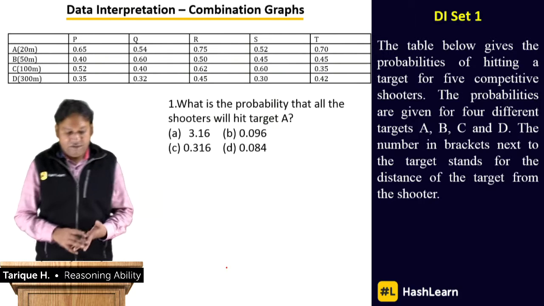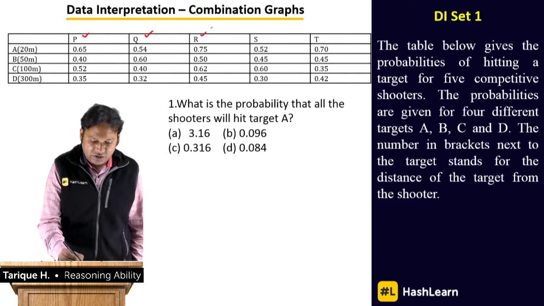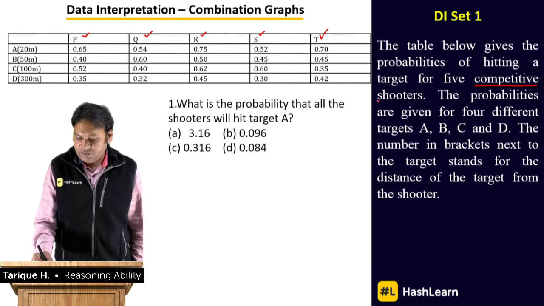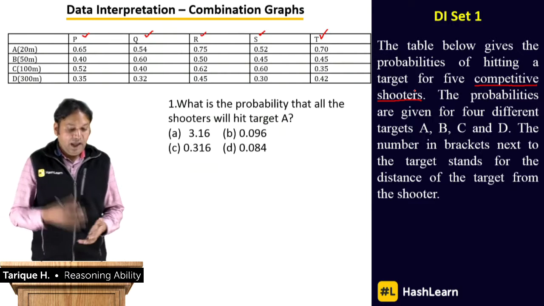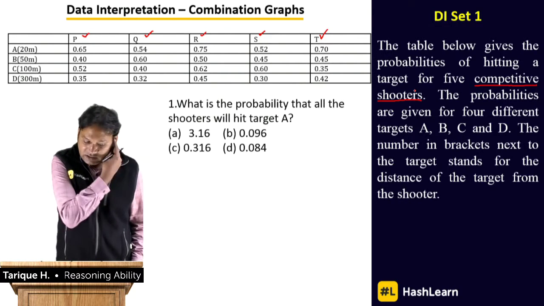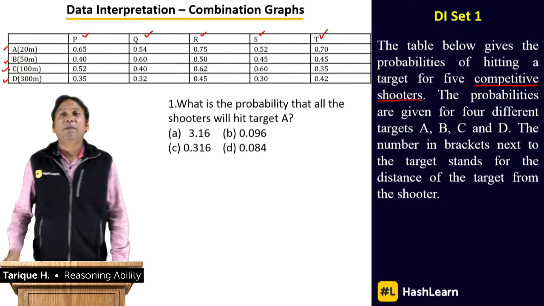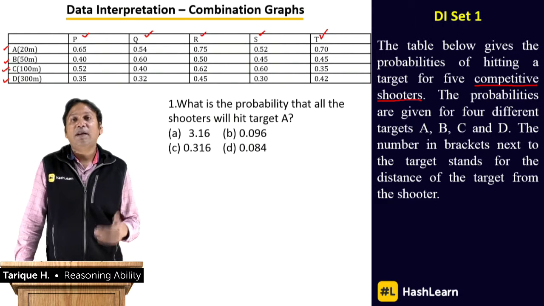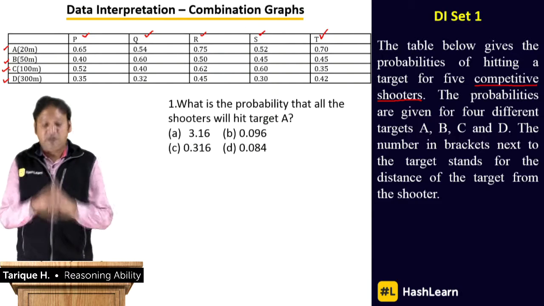Let's understand this question. There are 5 shooters here, the names of the shooters being P, Q, R, S and T. So these are your 5 competitive shooters. In any kind of game, Olympics or Asian Games or Commonwealth Games, there are some shooters participating in different types of shooting events. Here A is a 20-meter event, B is a 50-meter event, C is a 100-meter event and D is a 300-meter event. And for each person P, Q, R, S and T, what are the probabilities of hitting the target? Hitting the target means hitting the bull's eye of the target.